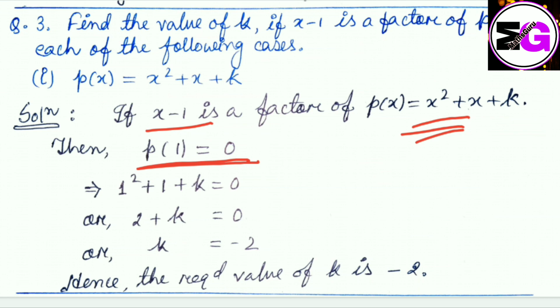So that implies 1 square plus 1 plus k equals to 0, or 1 plus 1 is 2 and 2 plus k equals to 0, or k equals to minus 2.